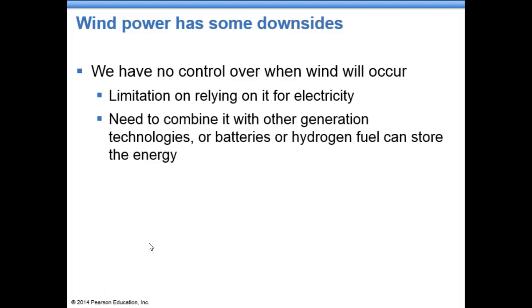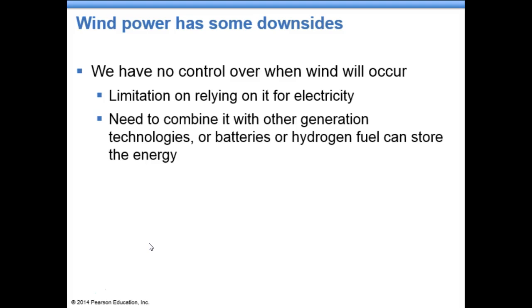So of course, if we have benefits, we have downsides, and that's the way that the cookie crumbles. This is what we've seen. One of the biggest problems is we don't have control over when wind will occur. It's intermittent, and we can't depend that an area is going to be windy all the time, although we know that certain areas are windier than other areas.